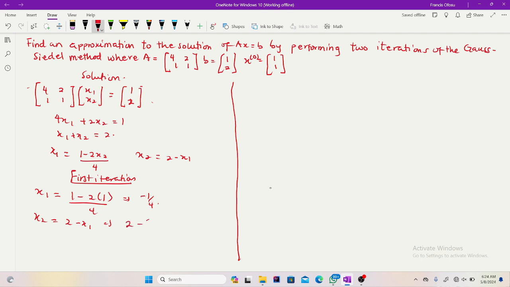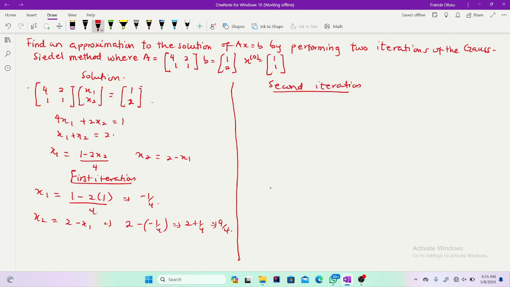So 2 minus negative 1 over 4 is the same as 2 plus 1 over 4, and what are you getting? 9 over 4. So this is the first iteration. We quickly move to the second iteration.